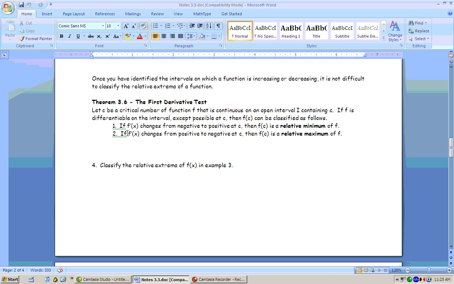So if f prime of x changes from negative to positive, which is the same thing as f changing from decreasing to increasing, then f of c is a relative min. And if f prime changes from positive to negative, then f of c is a relative maximum. So classify the relative extrema of f of x in example 3. Well, relative extrema have to occur at critical numbers. And how many critical numbers did we have in number 3? 2.